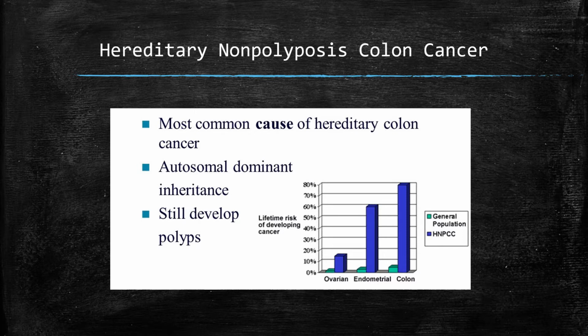Hereditary non-polyposis colon cancer is the second inherited colon cancer syndrome, and actually it's more common than FAP. This disease is often called Lynch syndrome as well. It's an autosomal dominant inheritance pattern, and as you can see from this little chart here, about 80% of affected patients can be expected to develop colon cancer. Women with this syndrome have about a 60% chance of endometrial cancer and a 15% chance of ovarian cancer.